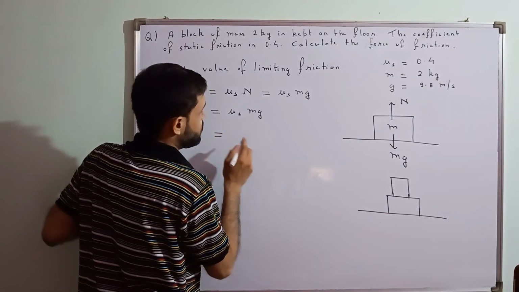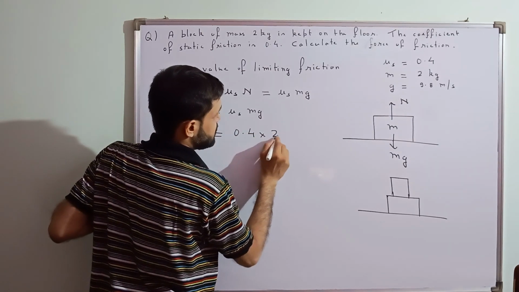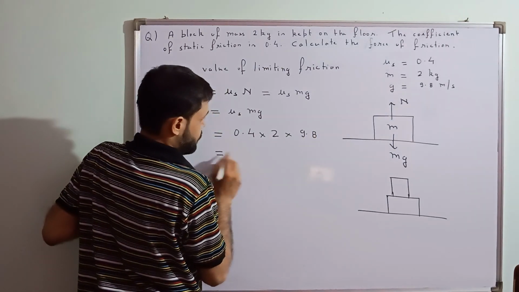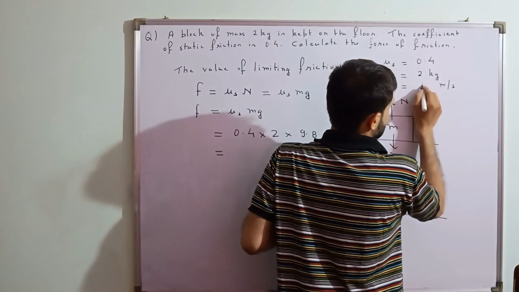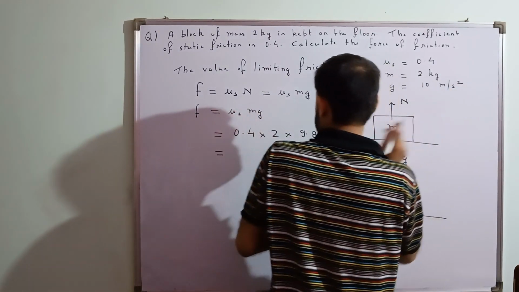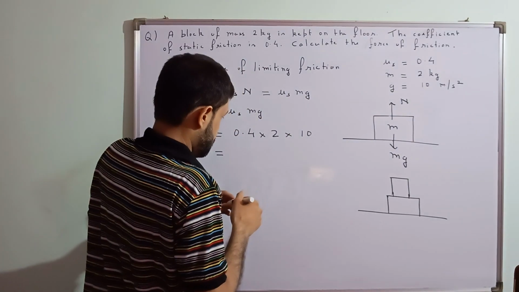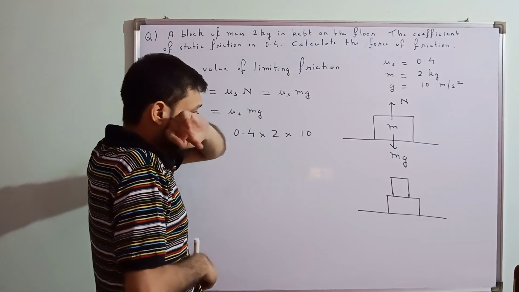What is the value of mu s? It is 0.4. What is the value of mass? It is 2 kg. And what is g? It is 9.8. Okay, let's take it as 10 meters per second squared. So it becomes 20. Yes, 20 into 0.4. How much is it?